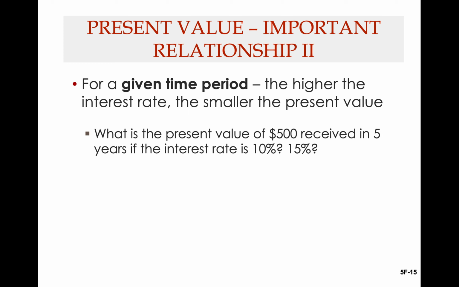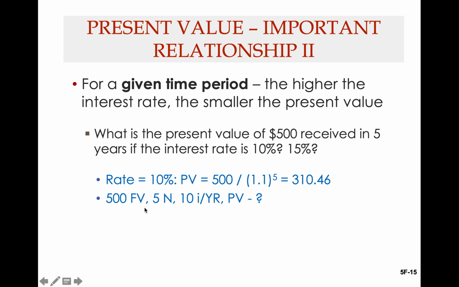The second important relationship concerns the interest rate. The relationship says, for a given time period, the higher the interest rate, the smaller the present value. For example, what is the present value of $500 received in 5 years if the interest rate is 10% and if the interest rate is 15%? So for our 10%, we either use the formula or enter the keystrokes on our calculator. Our present value is $310.46.